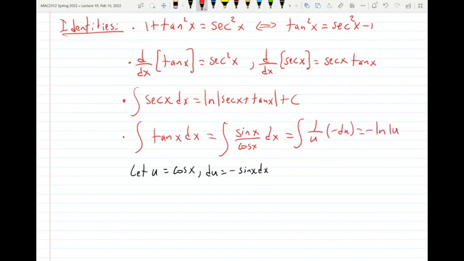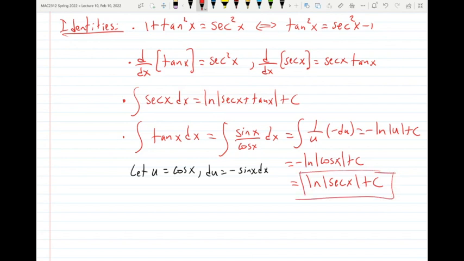So it will be negative ln absolute value of u. So that's negative ln absolute value of cosine. But typically, instead of using this, what we do is we bring the negative 1 to the top, and that's 1 over cosine, which becomes secant. So we like to write this as ln of absolute value of secant. That's how I'm going to be writing this. Okay? What I did was I took the negative and I put it here as a power. Okay? And cosine to negative 1 is 1 over cosine, which is secant.